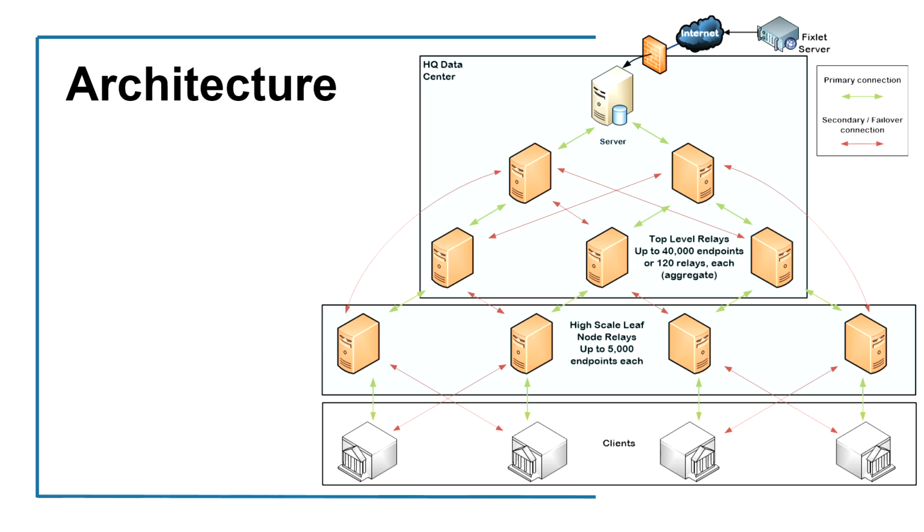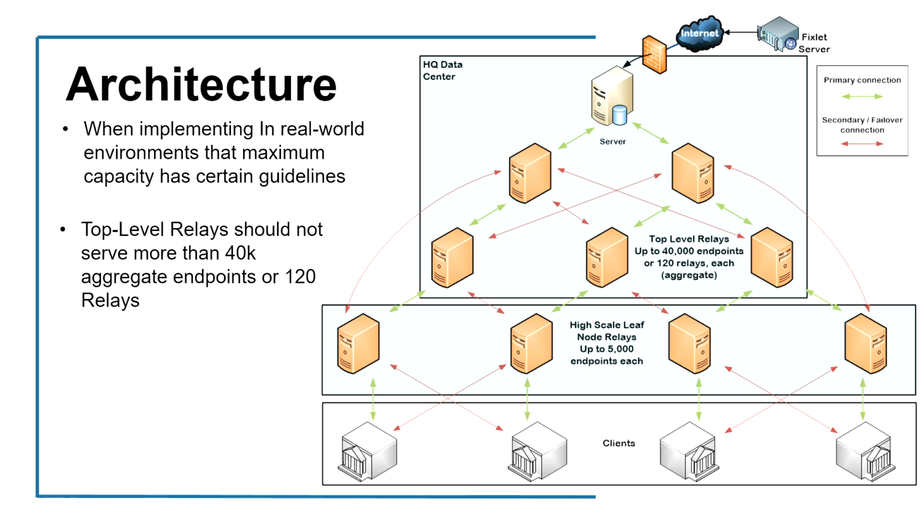Now, those of you that have implemented in large environments know that there are some caveats to those numbers. One of those is that top-level relays should not host more than 40,000 aggregate endpoints, or 120 relays. That means 8 high-scale relays at their full capacity, or 40 stock relays at theirs. You should also ensure that no leaf node relay exceeds their 5,000 endpoint capacity.